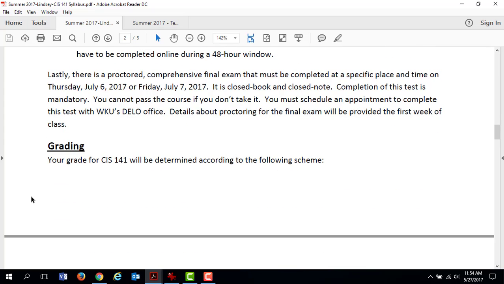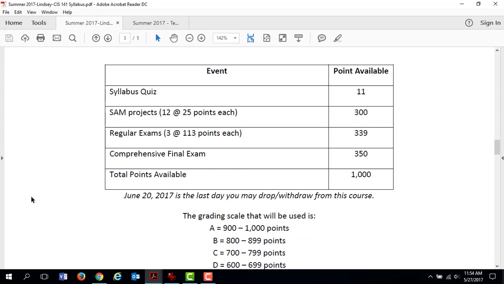And how is the grade determined? Well, the grade is determined according to this. You see right here, there's a syllabus quiz, which you can basically complete. The purpose of the syllabus quiz is to make sure you're familiar with what I'm talking about right now. So you take that syllabus quiz. That's 11 points out of 1,000.